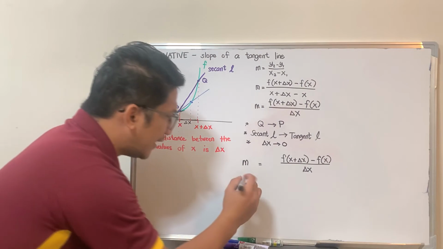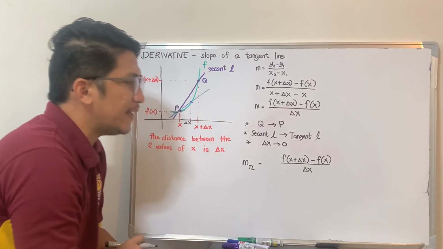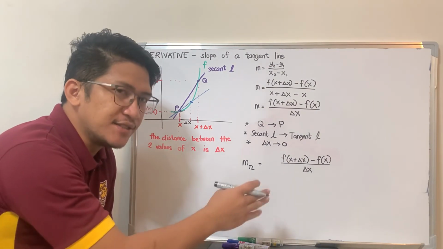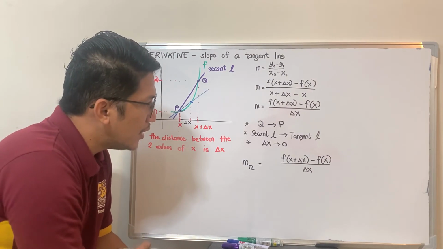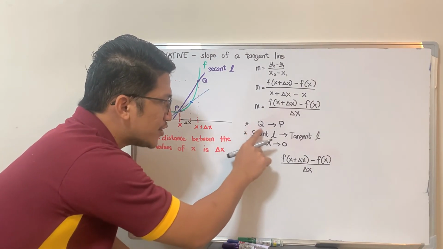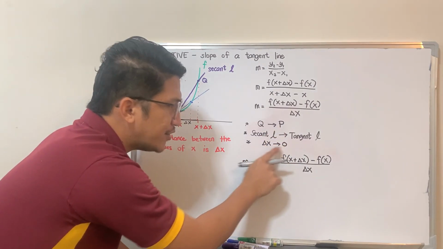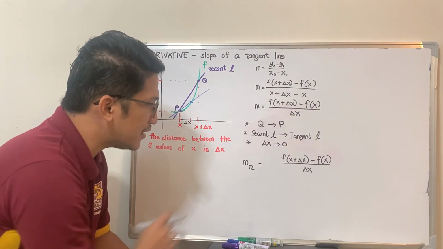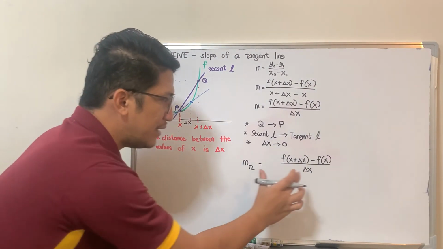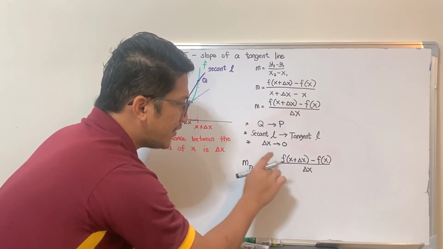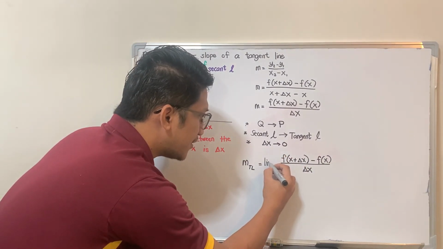Now, how can I make sure that this straight line is tangent? It is tangent if Q is approaching P. That means delta x is approaching 0. So it can become a tangent line if delta x is approaching 0. So I can apply the concept of limits.